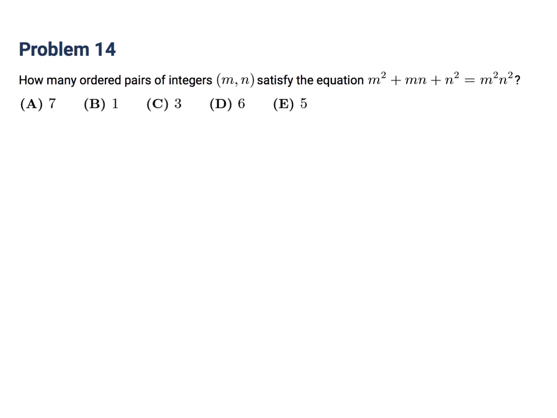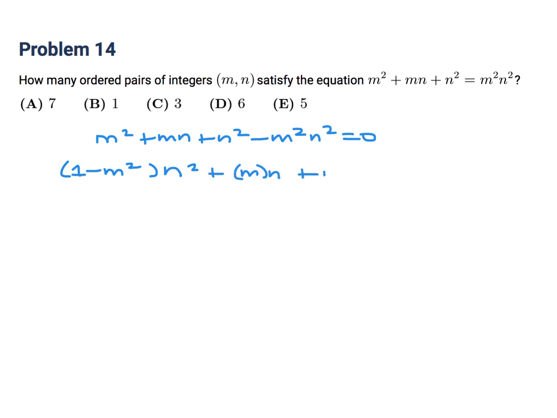How many ordered pairs of integers m, n satisfy the equation m squared plus mn plus n squared is equal to m squared times n squared? Let's put everything on one side and let's see what we can do with this equation. Let's put it into a form that makes it look like a quadratic. So (1 minus m squared) n squared plus m n plus m squared. And this is of the form ax squared plus bx plus c is equal to 0.